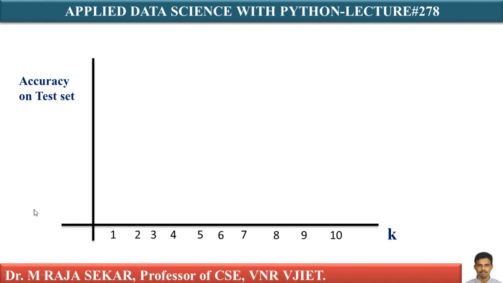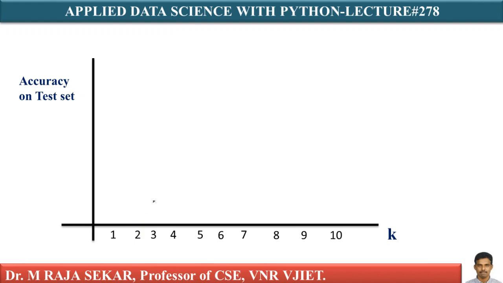What is this graph? These are values of k: k equal to 1, 2, 3, 4, 5, 6, 7, and so on. What is the final value of k? K equal to n. K equal to 1 to n. On the x-axis, I am taking values of k. On the y-axis, I am taking accuracy on the test set.